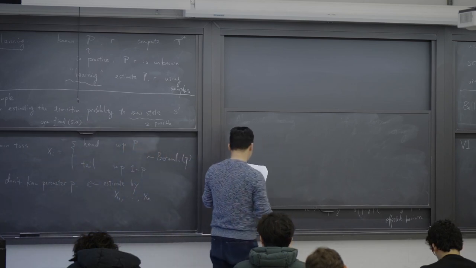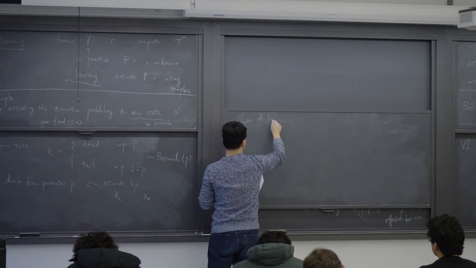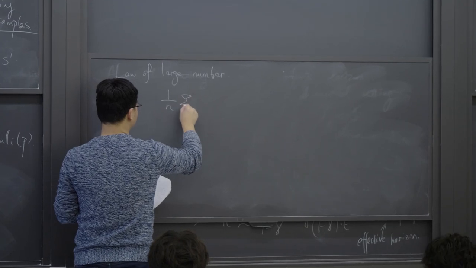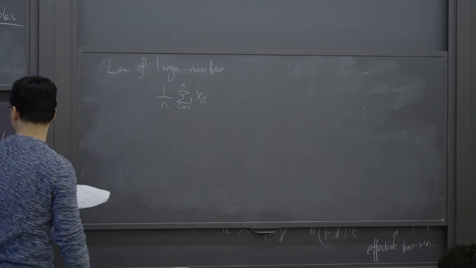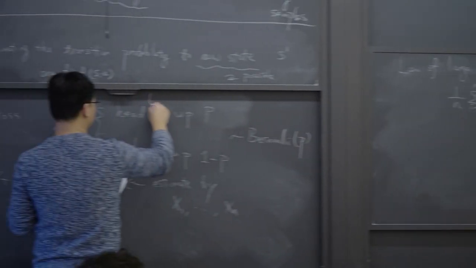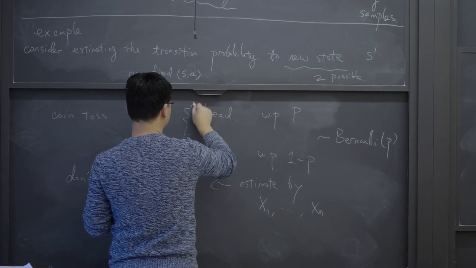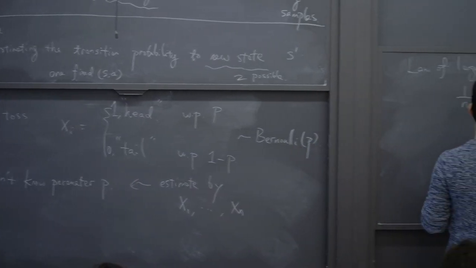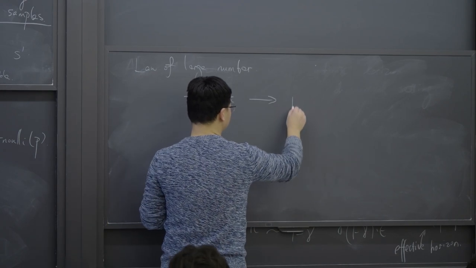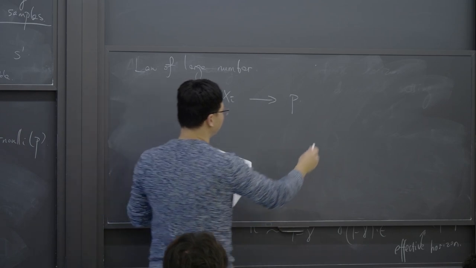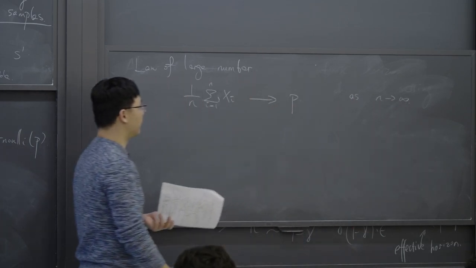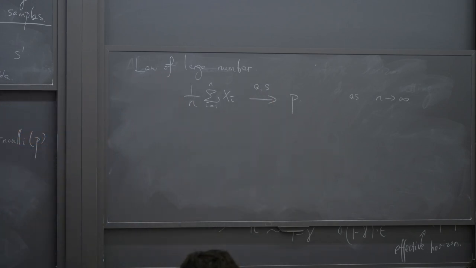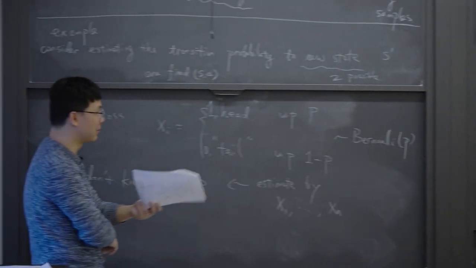And so we know by the law of large numbers that the average, 1 over n times the summation of xi from i equals 1 to n, where head is equal to the value 1 and tail is equal to the value 0, is going to converge to p as n goes to infinity. For those of you who have taken a probability class, this convergence is called almost sure convergence, that is, with probability 1. If you don't know, it doesn't matter.